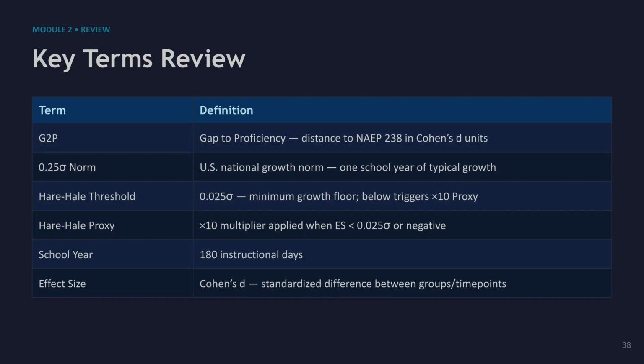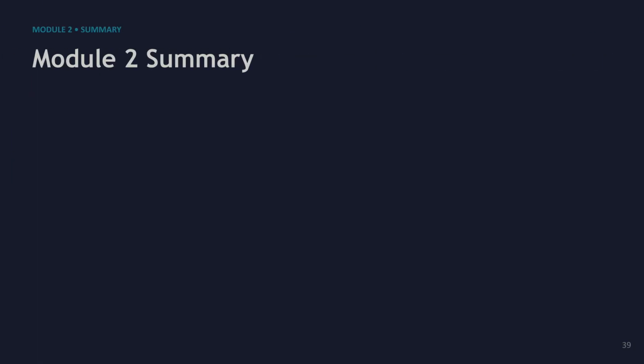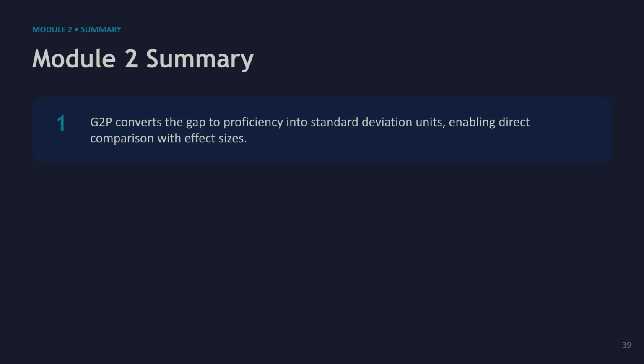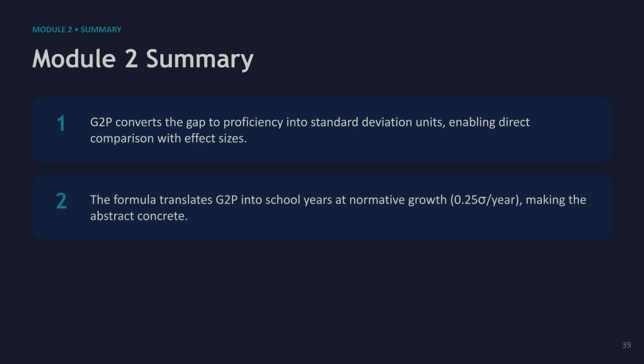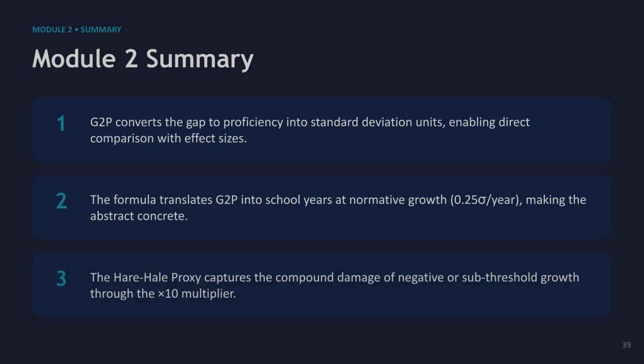This scene highlights the key terms we have reviewed, reinforcing the foundational knowledge needed to apply the Hare-Hale framework. In summary, G2P converts the proficiency gap into standard deviation units. The formula translates G2P into school years at normative growth. Finally, the proxy captures the compound damage of sub-threshold growth with a 10 times multiplier.